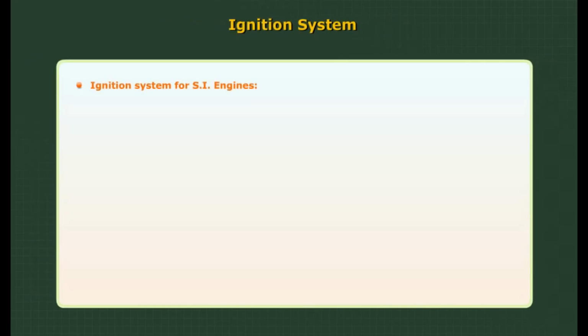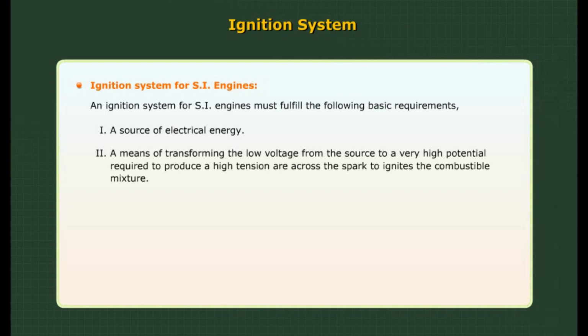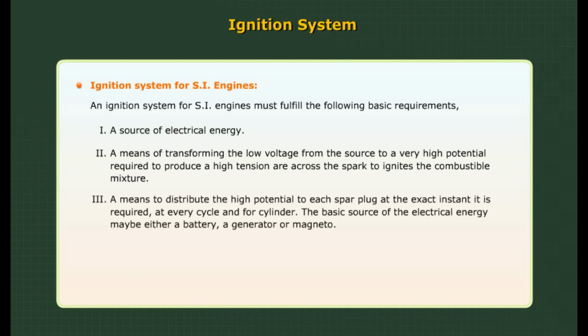Ignition system. Ignition system for SI engines. An ignition system for SI engines must fulfill the following basic requirements. 1. A source of electrical energy. 2. A means of transforming the low voltage from the source to a very high potential required to produce a high tension across the spark to ignite the combustible mixture. 3. A means to distribute the high potential to each spark plug at the exact instant it is required, in every cycle and for every cylinder.